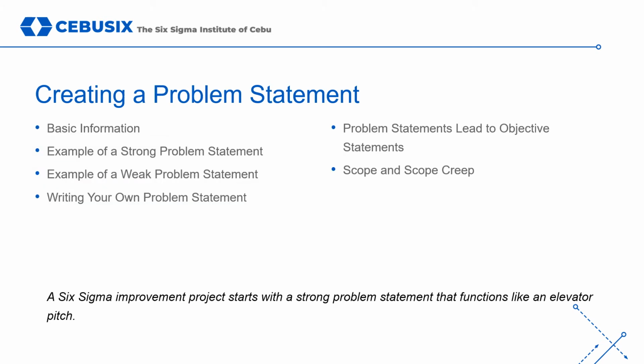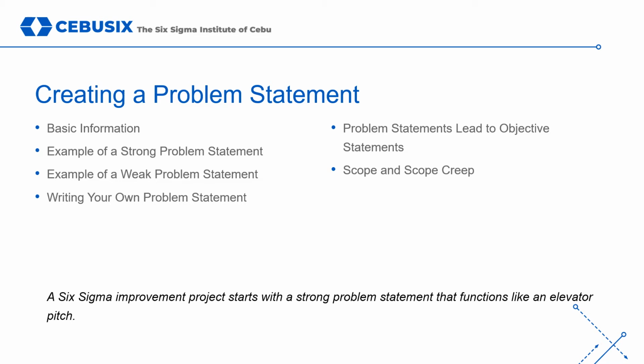A Six Sigma improvement project starts with a strong problem statement that functions like an elevator pitch. In this section, we will discuss the problem statement, the core of every Six Sigma initiative. We will talk about the basic information needed in the statement, as well as what makes a problem statement weak or strong. We will touch on objective statements and scope creep.